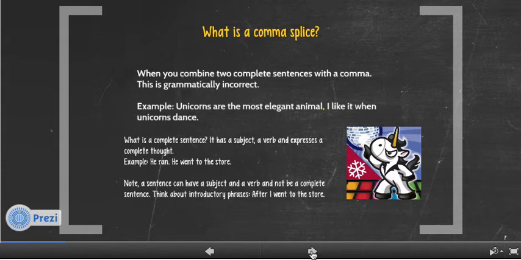In addition, a sentence can have a subject and a verb and not be a complete sentence. So keep in mind introductory phrases, like "after I went to the store." That's not a complete sentence. This doesn't express a complete thought. However, when you use a comma splice, there is a complete thought. So to determine if you're using a comma splice, you need to see if each side of that comma is a complete sentence.